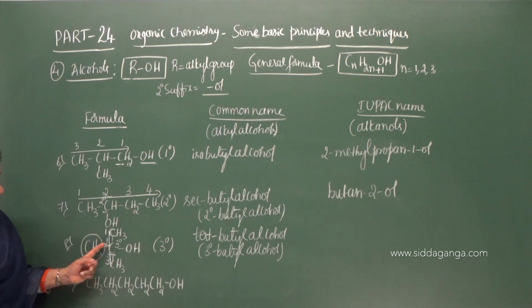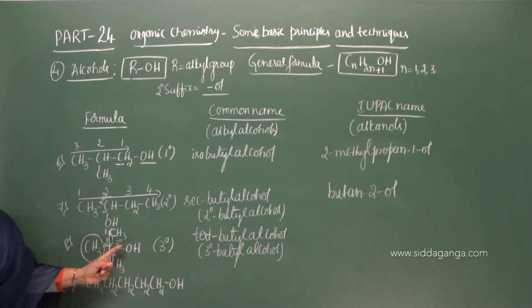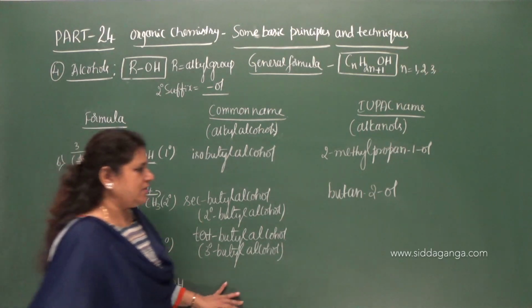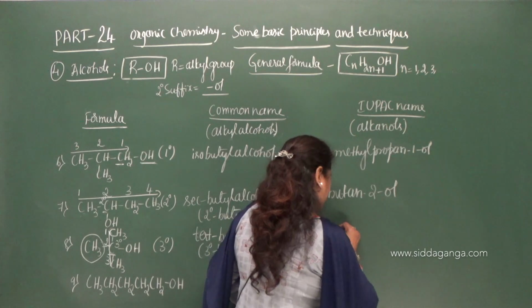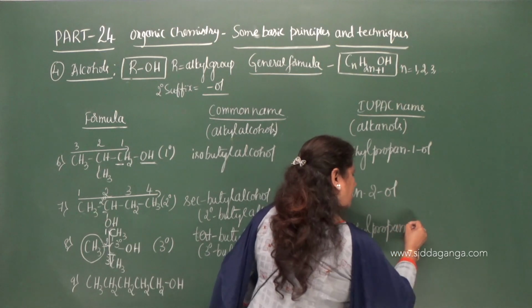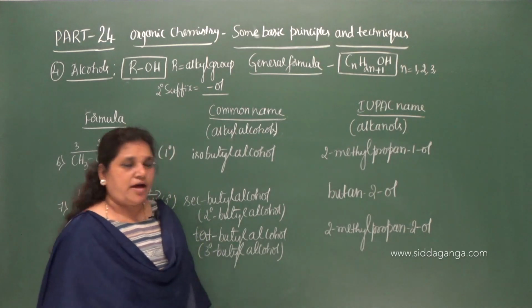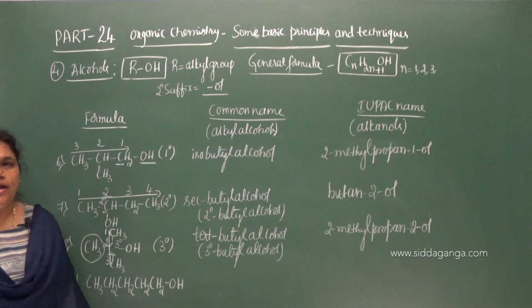But in propane, on the second carbon we have a prefix, that is the substituent. What is the substituent prefix for this substituent? Methyl group. On the second carbon we have a methyl group. Therefore 2-methylpropan-2-ol. That is the IUPAC name of tertiary butyl alcohol. This is very, very important. So 2-methylpropan-2-ol is the IUPAC name of tertiary butyl alcohol.